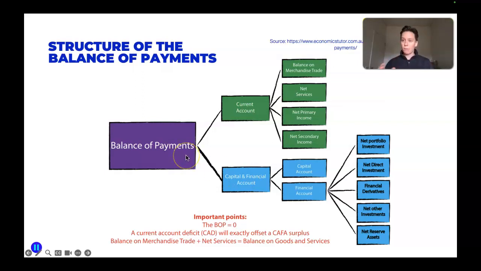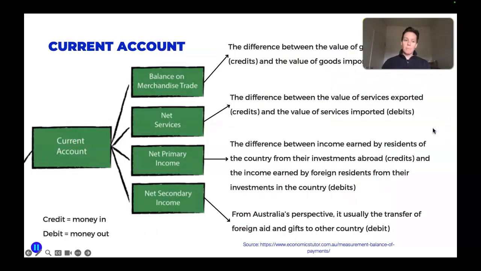From an economics perspective, that's important for us to know because it dictates the relationship between the current account and the CAFA. If we see an increase in the size of the current account surplus, and I'll talk about what that means in a moment, we should see a corresponding decrease in the CAFA such that these two accounts always add up to 0. We'll talk about that in a little more detail in a moment. But let's start by getting a handle on what our current account is.